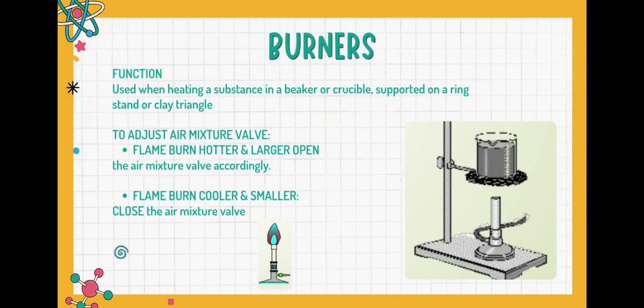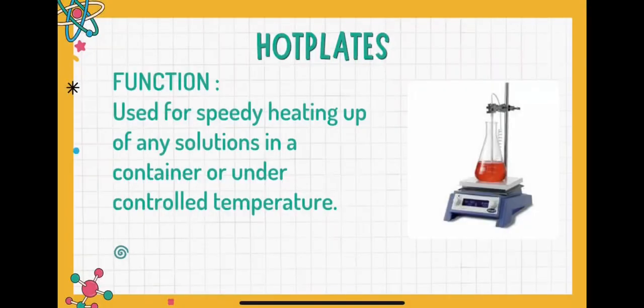Burner function: used when heating a substance in a beaker or crucible supported on a wire gauze stand or triangle. To adjust the air mixer well, one is a flame that is hotter and larger: open the air mixer well continually. Then we have a flame that is cooler and smaller: close the air mixer well. Hot plate function: used for speedy heating of any solution in a container under controlled temperature.